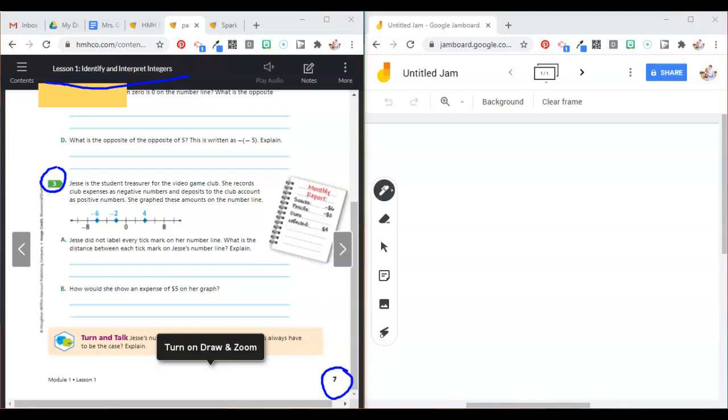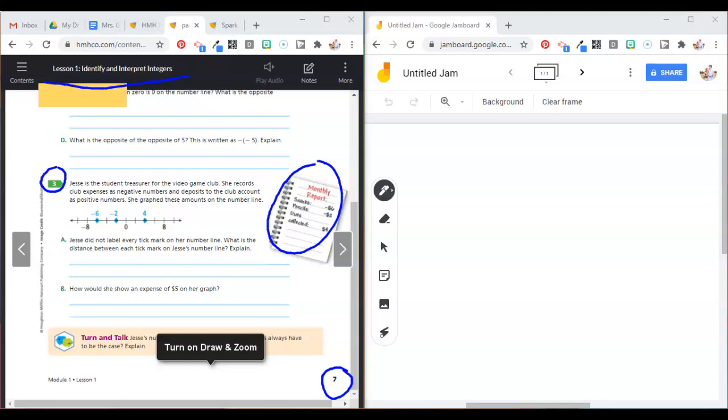So let's take a look at what we need to know so we can do part A and B on this one. Jessie is the student treasurer for the video game club. She records club expenses as negative numbers and deposits to the club account as positive numbers. She graphed these amounts on the number line. So she got a -6, a -2, a 4. Snacks, she spent $6. She spent $2 on pencils, and then she collected $4 of dues.